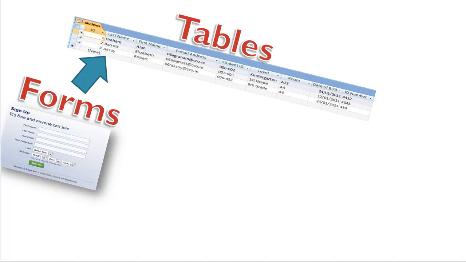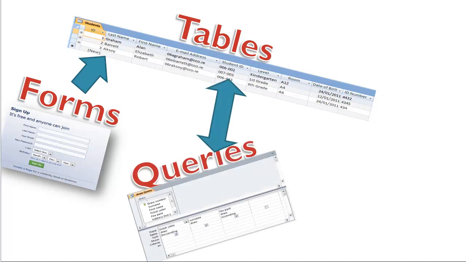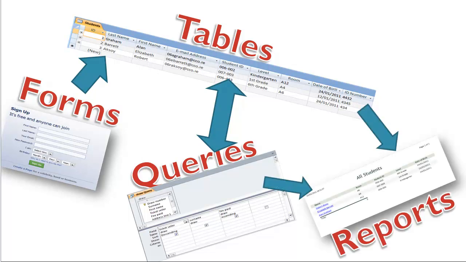So the data from the form gets stored in tables. Now, for websites, you don't see the tables. You just put the information in on the forms. But when we're working with databases, we'll be able to see and indeed edit the information on our tables. When you want to search, sort, or filter your information, you use a third type of object, which is known as a query. When you're happy that you've got the right information lined up, you output the information as a report. And that report is the fourth and final object of your database.